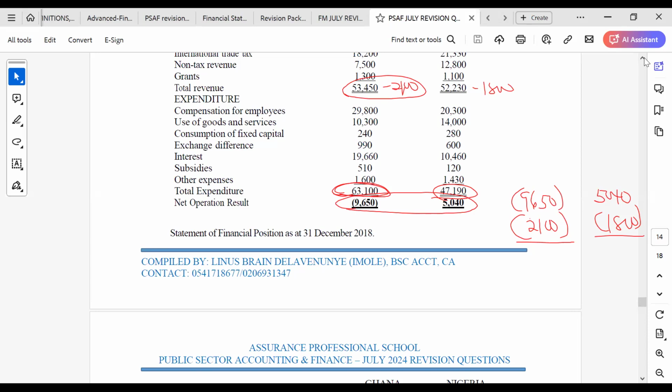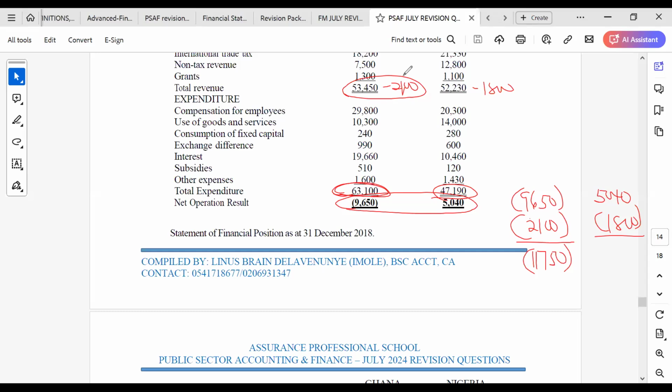You only consider the interest when they are adding primary to the physical balance. But if they say physical balance without the primary, it means that the interest will also be paid out of the revenue generated. What are we getting for Ghana and what are we getting for Nigeria? 11,750 for Ghana. The negative figure. Yes, it's negative.